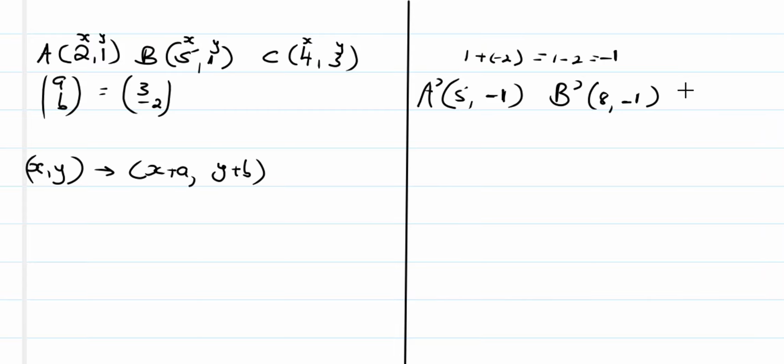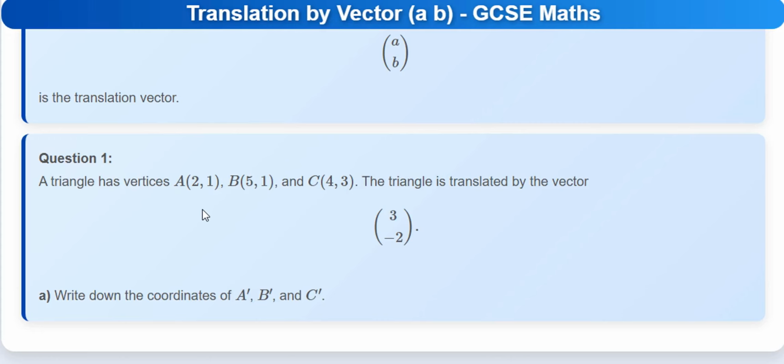And then we go to C, translated, where we have x is 4, but we already know our a is 3. So x plus a is 4 plus 3, which is 7. And then we have our y, which is 3, but now 3 plus -2 just becomes 3 minus 2, because positive and negative becomes negative. So 3 minus 2 is 1. So these become our translated coordinates of the new triangle here. So you have answered this question.